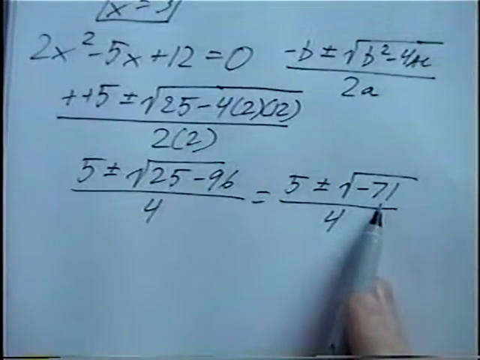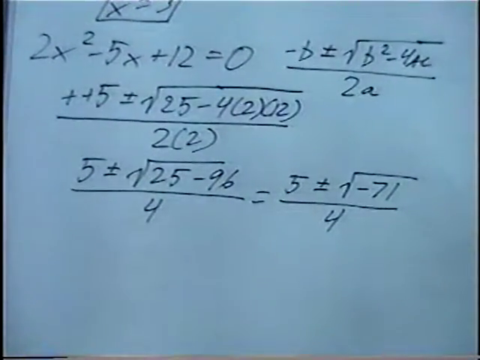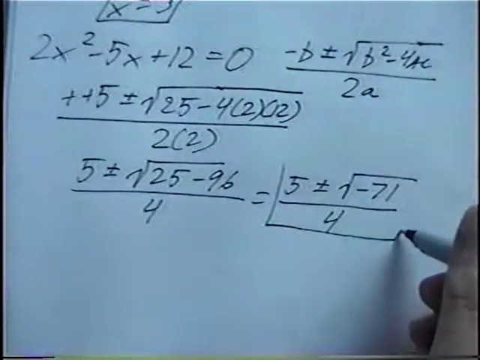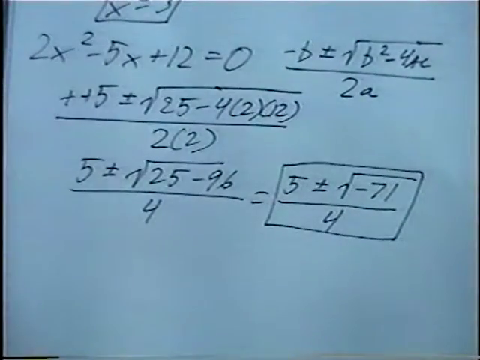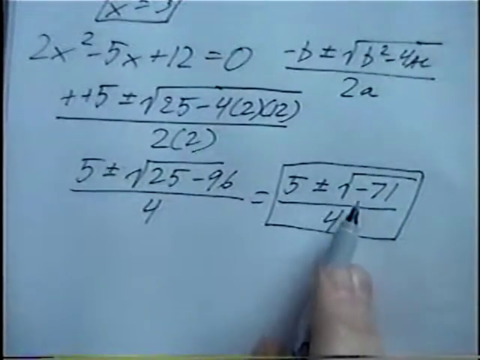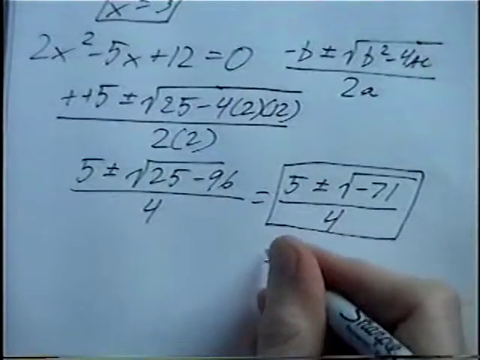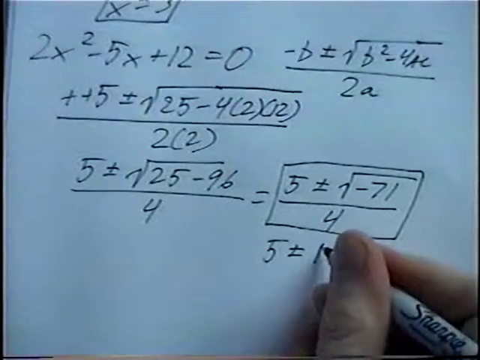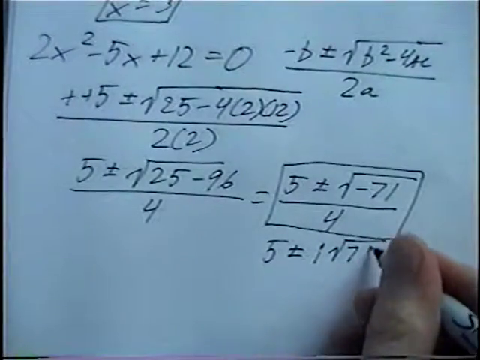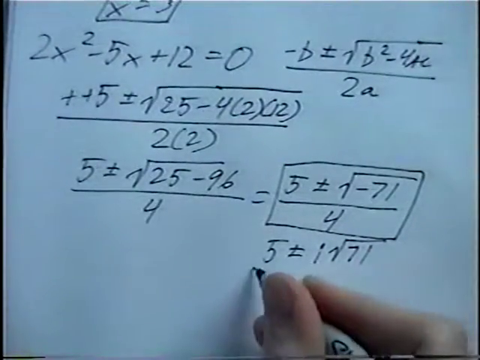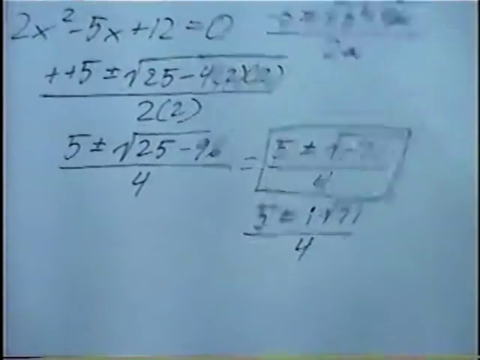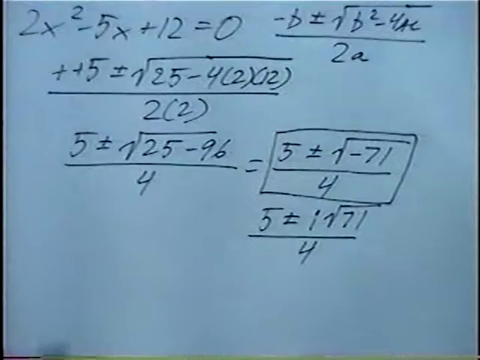When you don't have a perfect square, you can try and do a factor tree. 71 is prime though, so you cannot reduce the square root of 71 or the square root of negative 71. So your answer would stay like that. We also have a negative square root. So if you remember from previous chapters, you can take out the i and you're left with i square root 71 over 4. That is the solution to the equation.